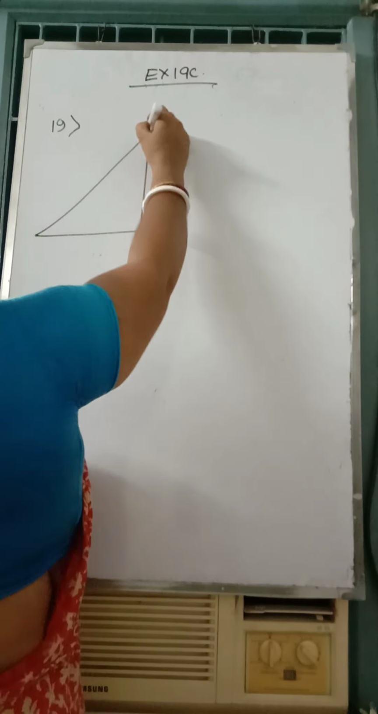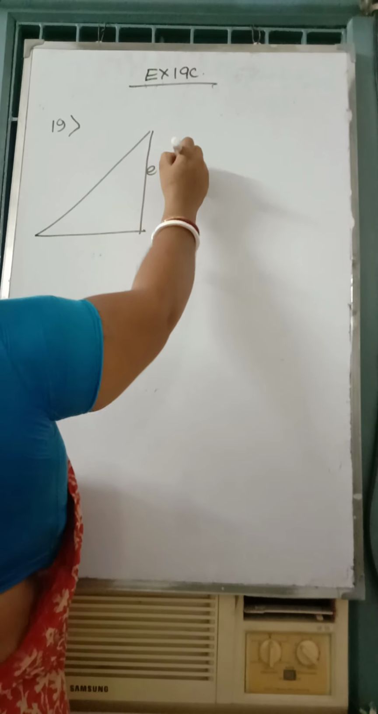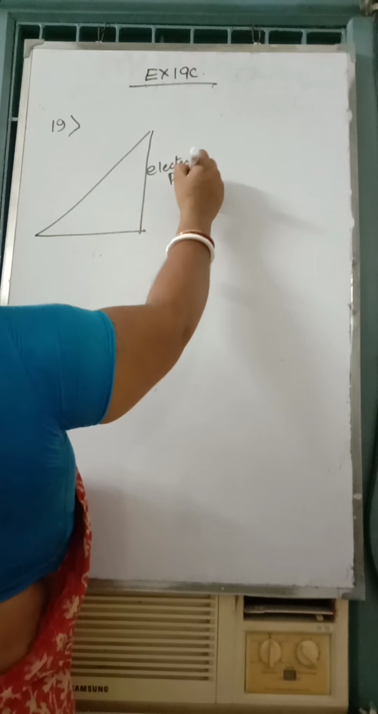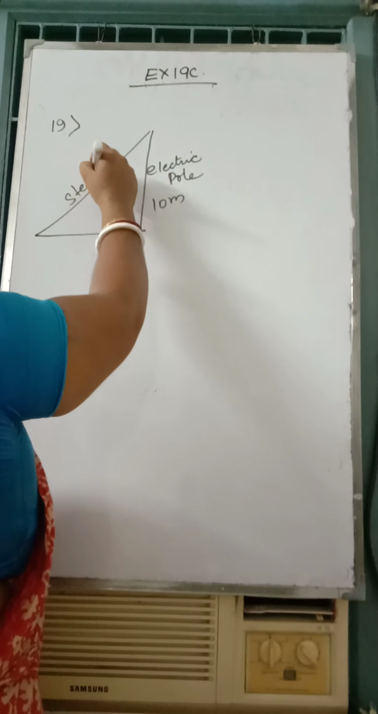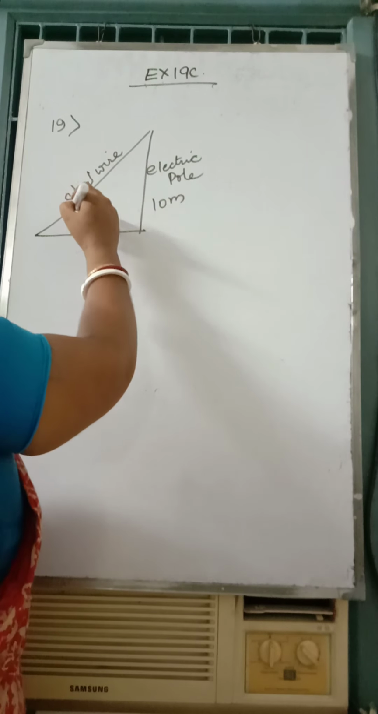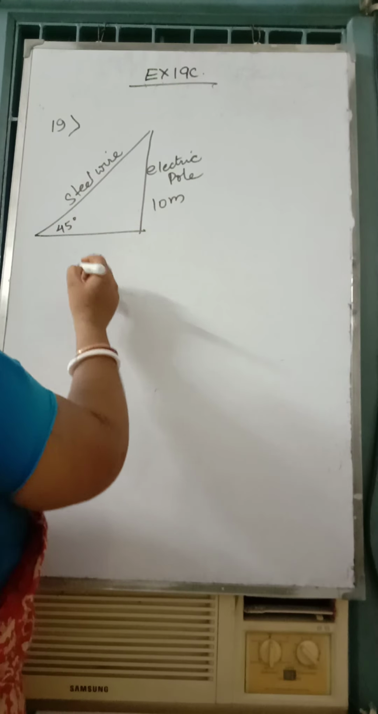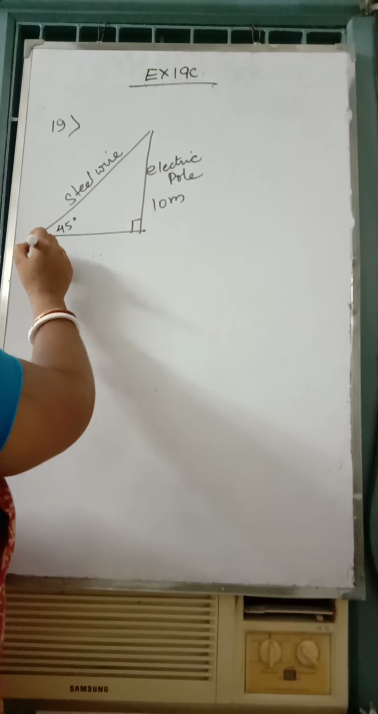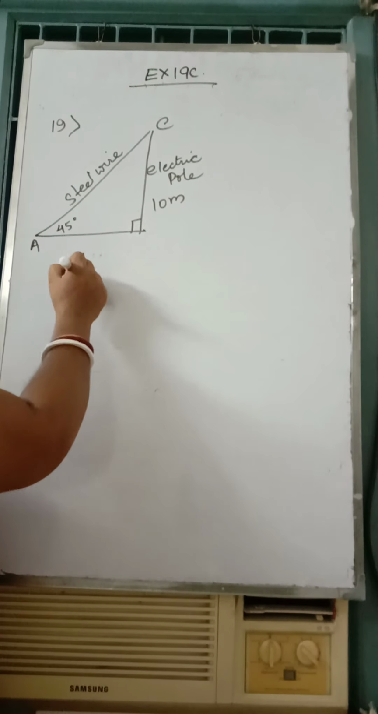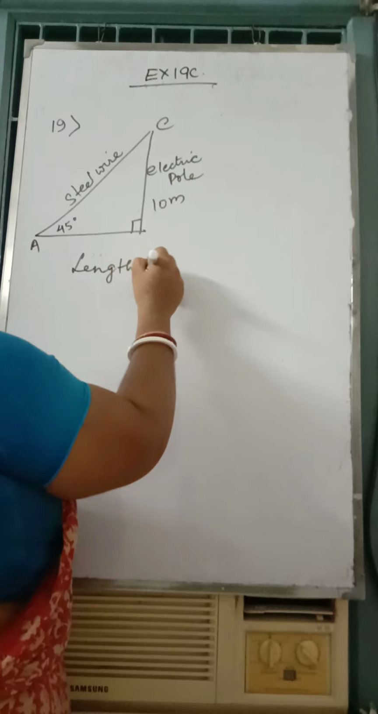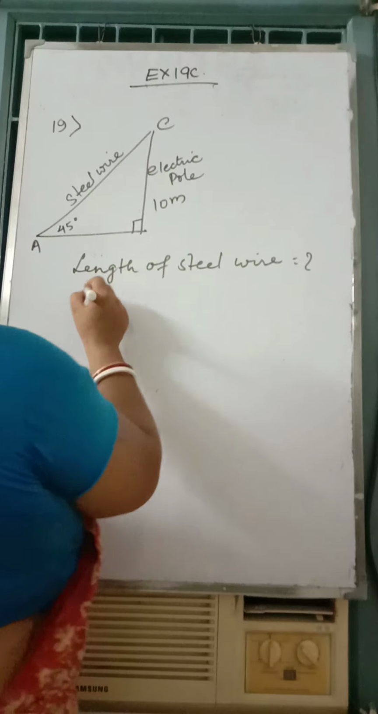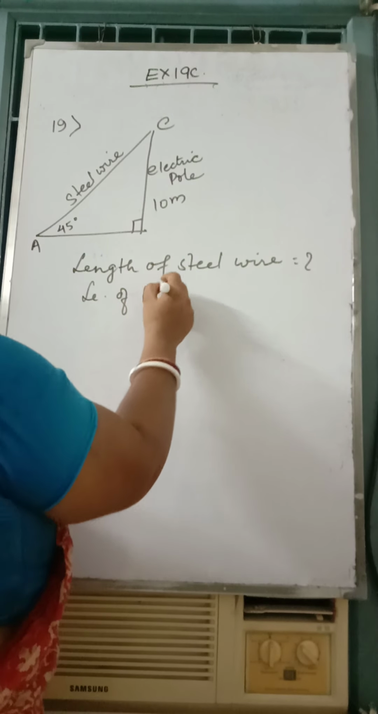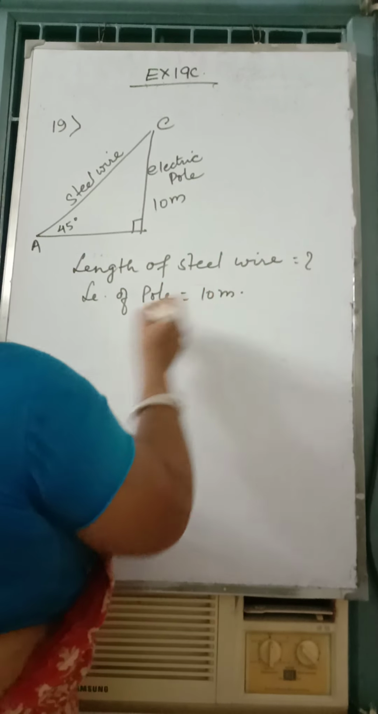There is an electric pole (10 meter), steel wire, 45 degree, 90 degree. Now I need to find the length of steel wire. Length of pole is 10 meter. So we can write it.